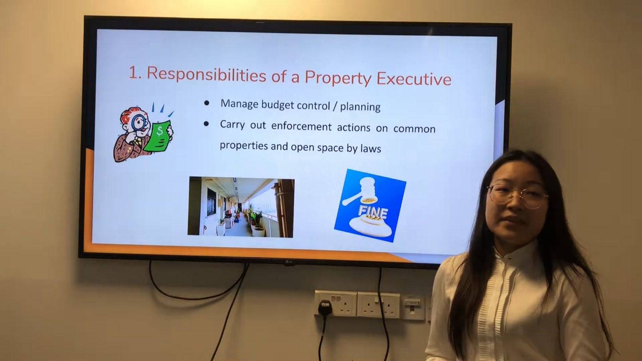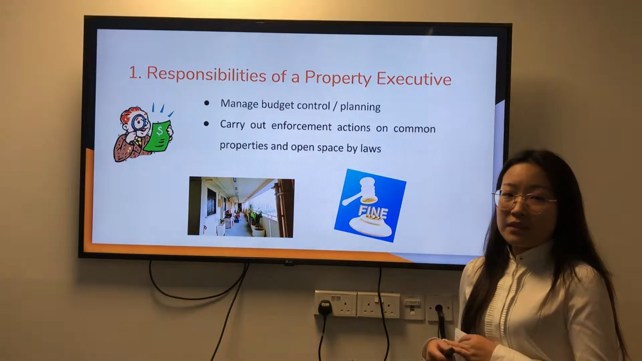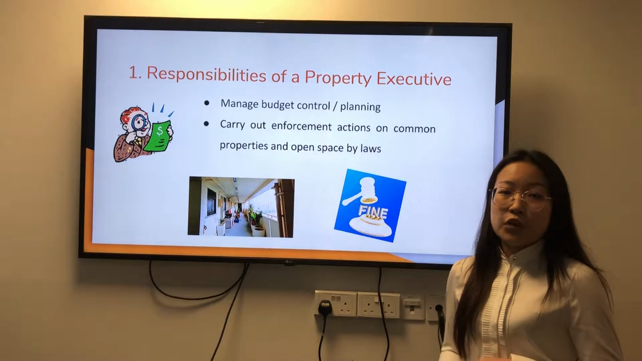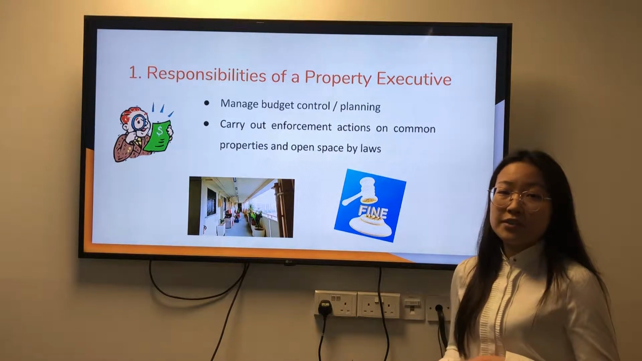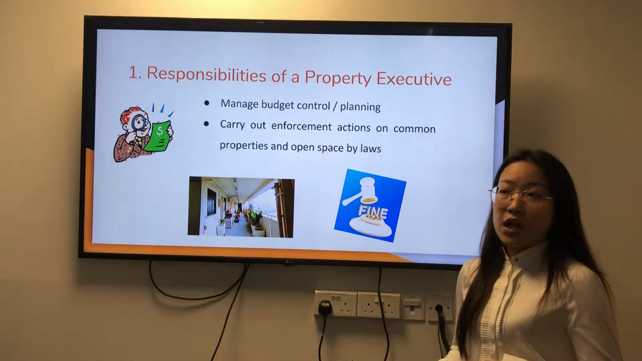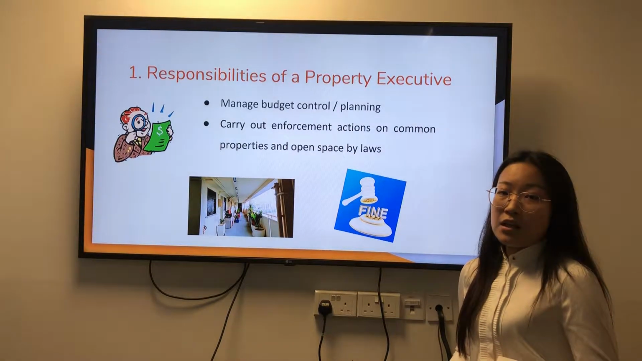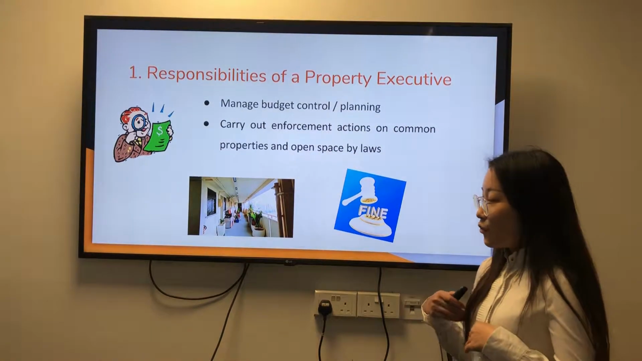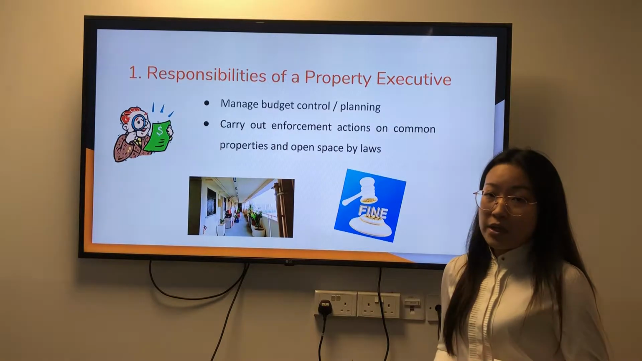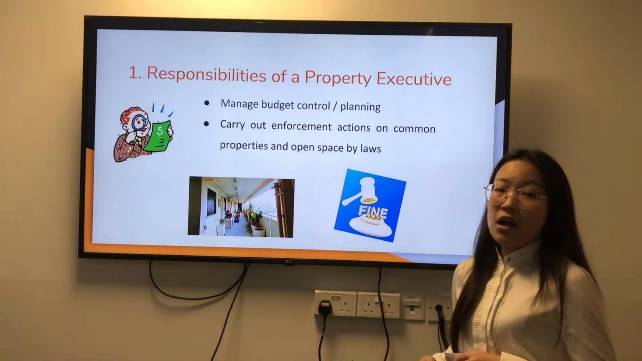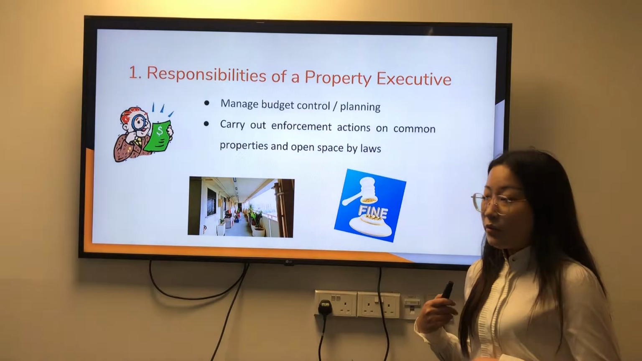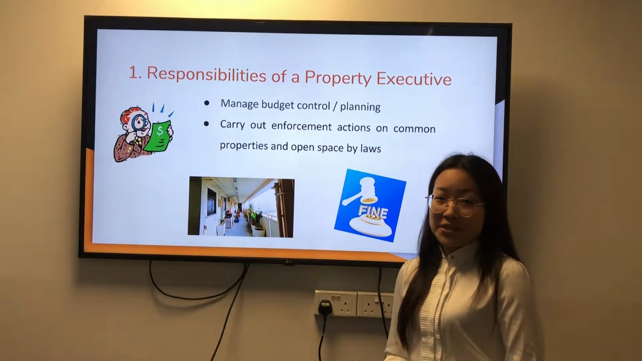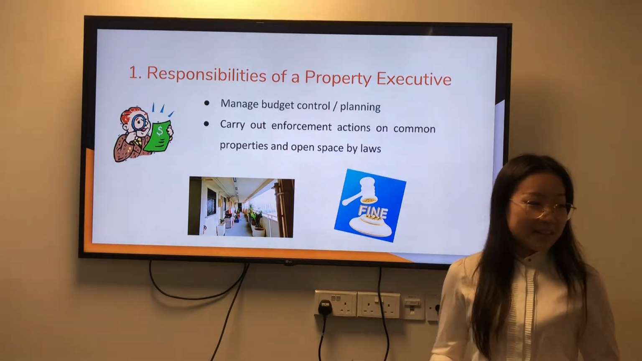Enforcement actions remind the residents that the common area is for public use. For example, if a resident were to put his unwanted sofa at the corridor, the town council will send a warning letter to tell the resident that it is not allowed. If the resident does not comply, then the resident will be fined. With that, I'm ending my presentation. I will pass to Shefali.